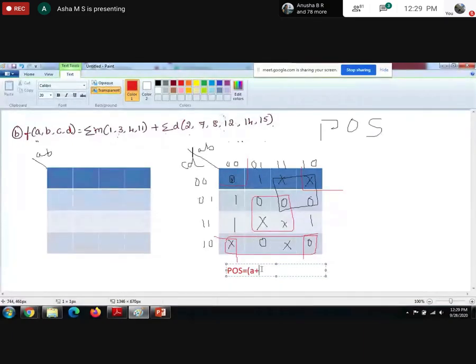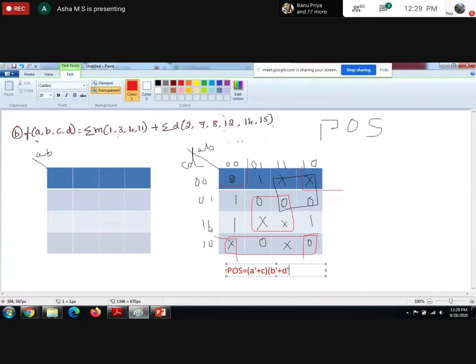Sorry, here A bar plus C, into, I'm writing for this squared. The A term will get cancelled. B is 1, so B bar plus, here the C term will get cancelled. Left with D. D is 1.